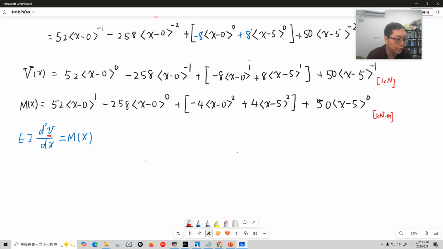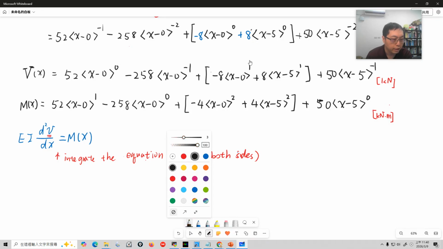We have to integrate the equation twice, on both sides. So how to do that? Let me write it down.